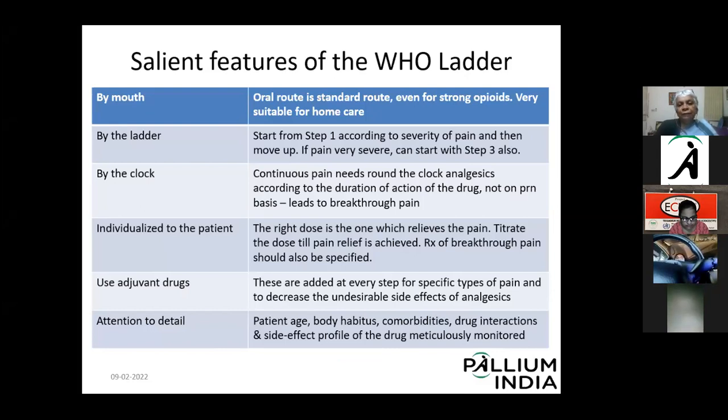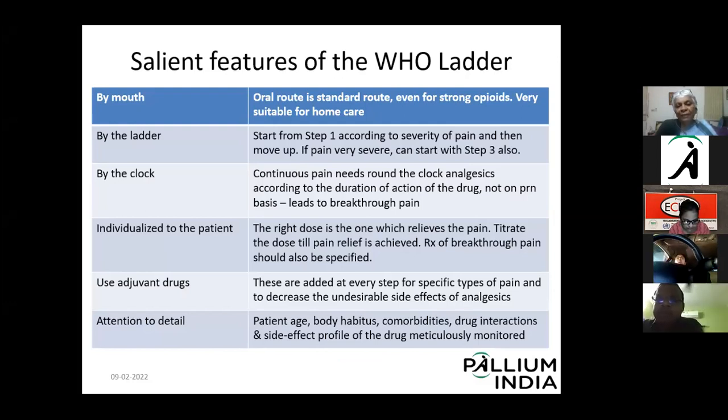So, what are the salient features of the WHO ladder? The first important feature is, if you can remember 3 things: by mouth, by the ladder, by the clock. And the rest is individualized to the patient, use of adjuvant drugs, and attention to detail.